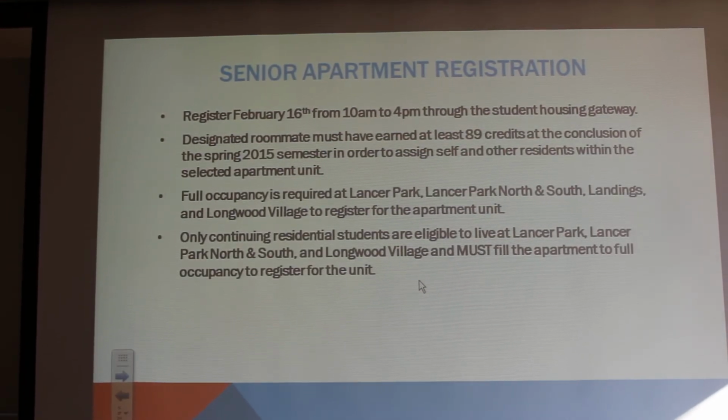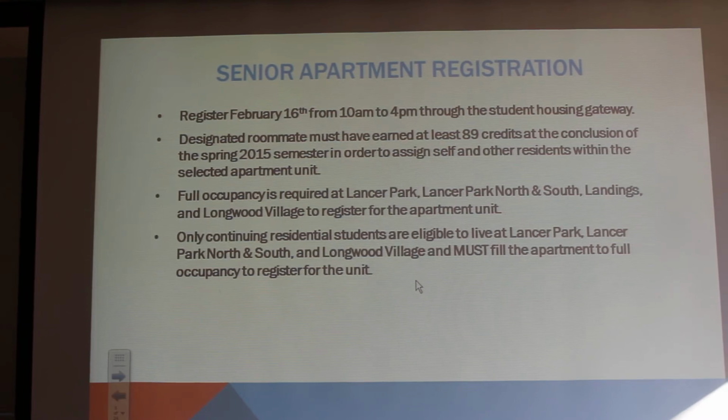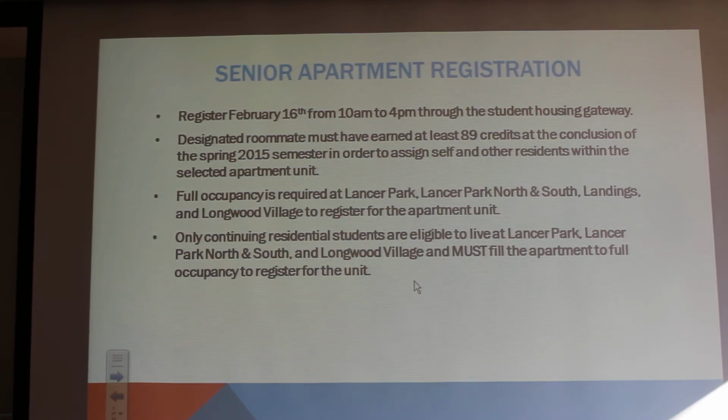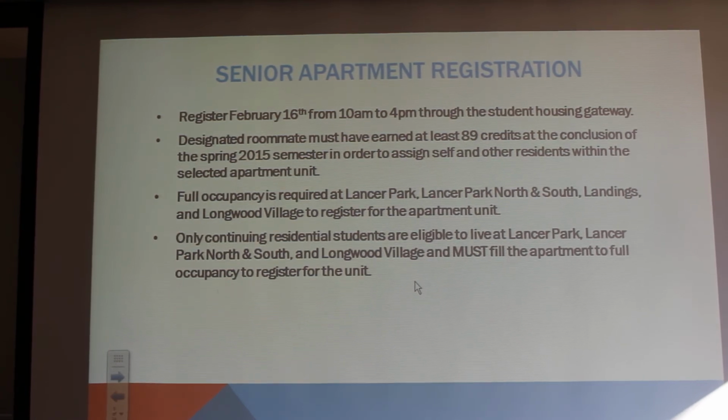The next day of the registration process is senior apartment registration. Students that have 89 or more credits can register on February 16th from 10 a.m. to 4 p.m. through the Student Housing Gateway. The designated roommate must have earned at least 89 credits at the conclusion of the spring 2015 semester in order to assign themselves and other residents within the selected apartment unit.